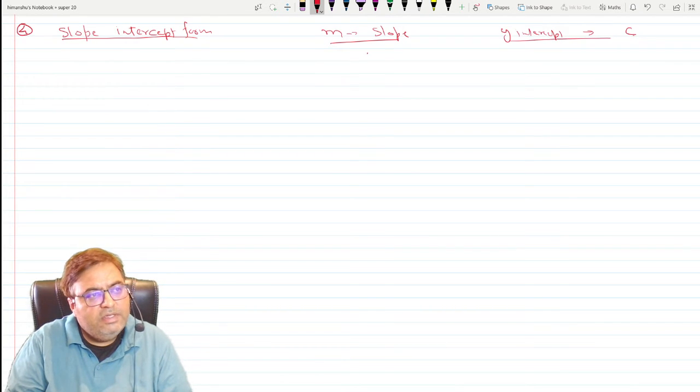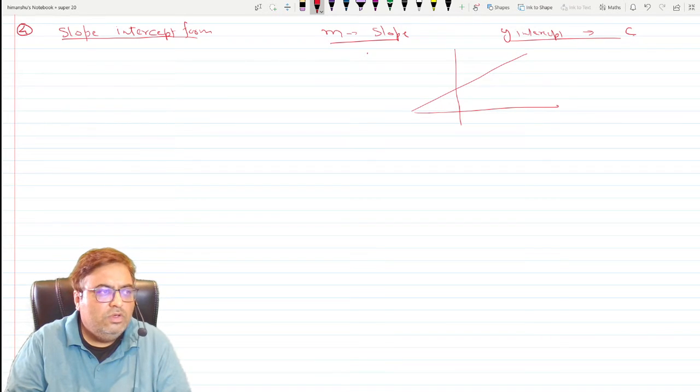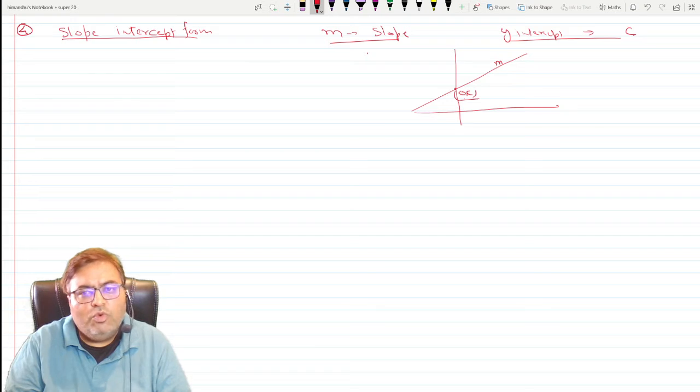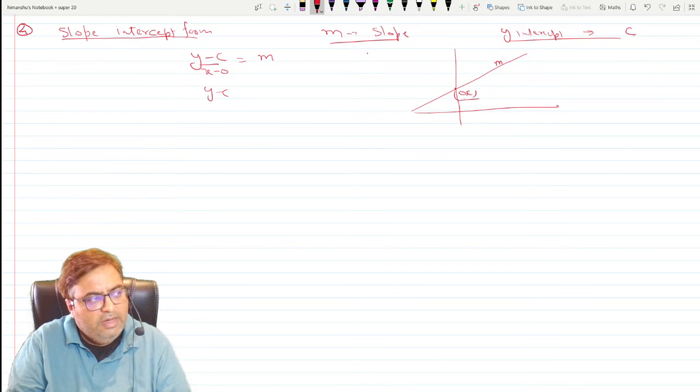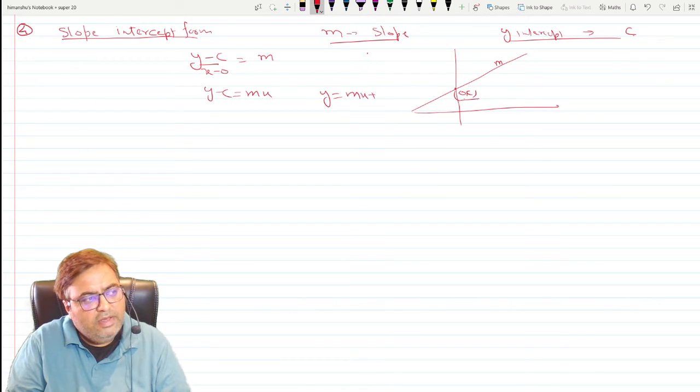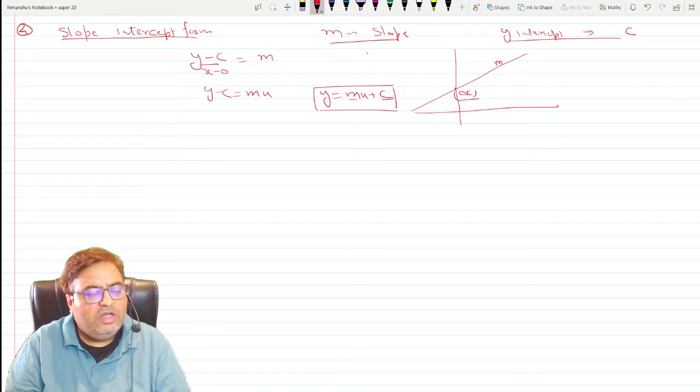If the y-intercept is c, that means the line will always pass through the point (0, c), because the y-intercept is c and the slope is m. So it is as good as point-slope form. Therefore, you can write the equation as (y minus c) upon (x minus 0) equals m. So y minus c equals mx, and y equals mx plus c. This is the equation of a line of slope m and y-intercept equal to c.